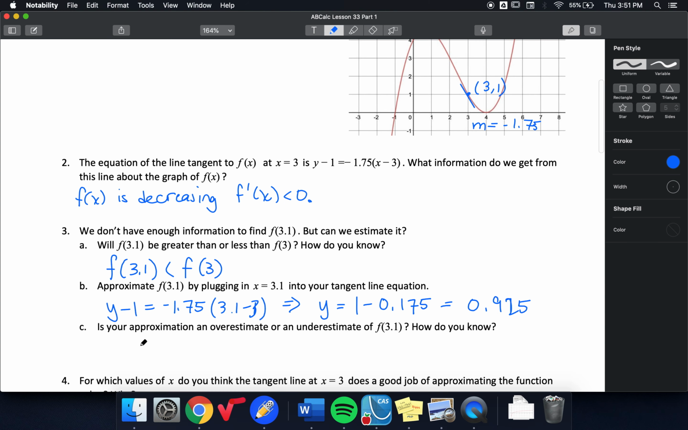Now, my approximation is an underestimate, and I know that because my tangent line is under the curve. So it's an underestimate because the tangent is under the curve. I also know that because at that point, my graph is concave up.